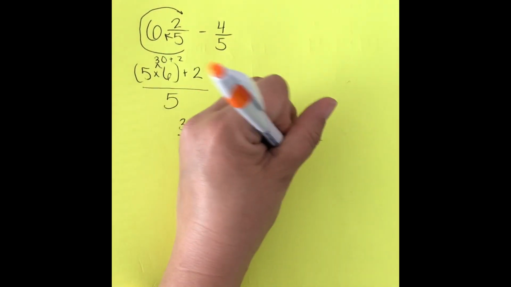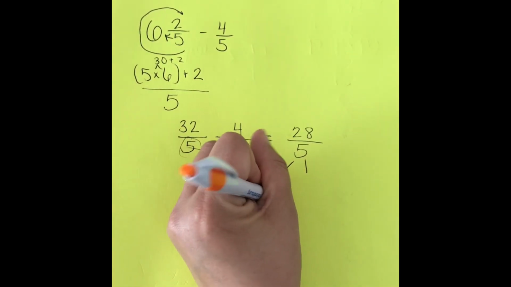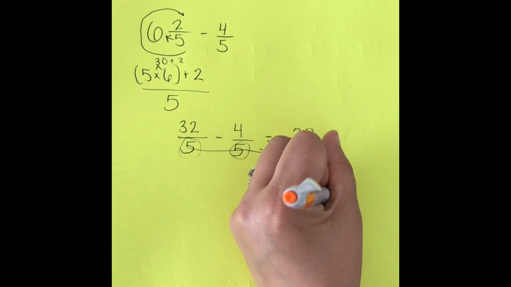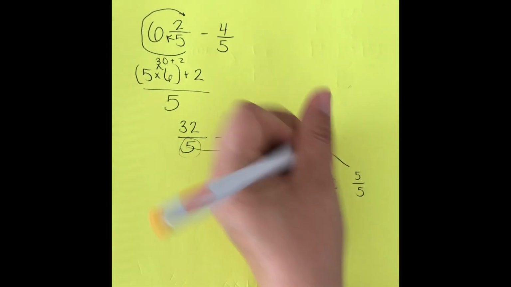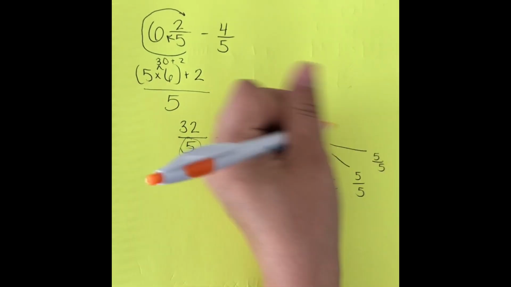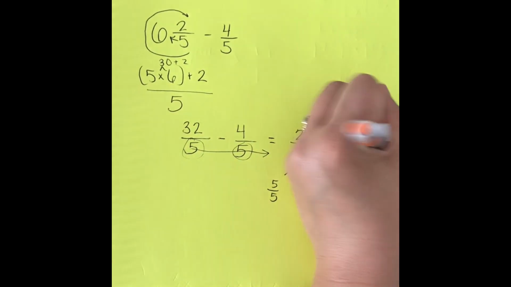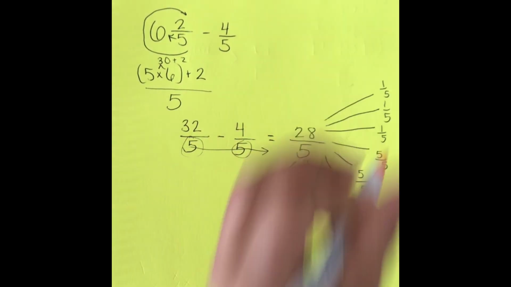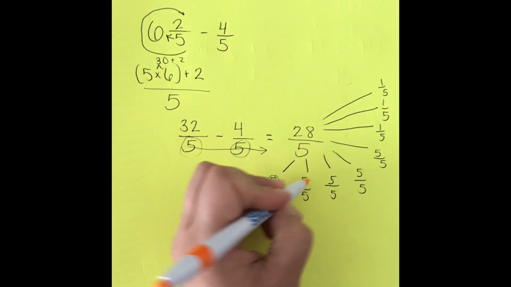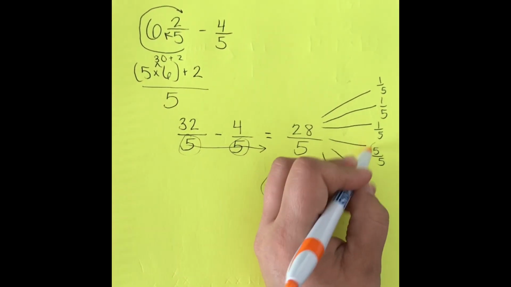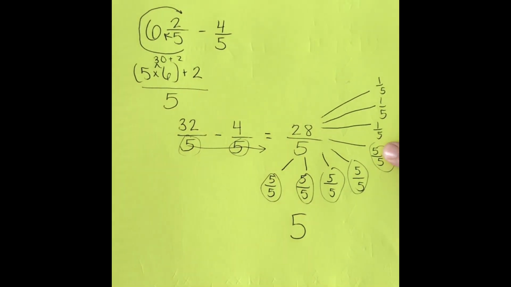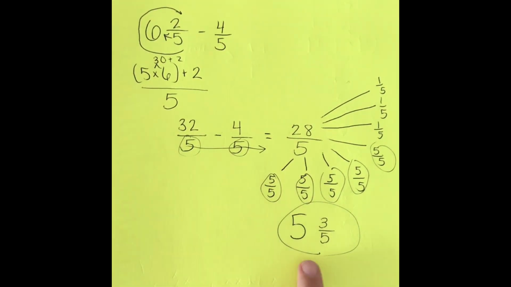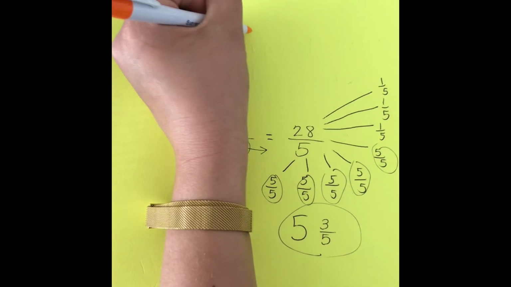Now I can convert this back to a mixed number. 5, 10, 15, 20, 25, 26, 27, 28. So 1 whole, 2, 3, 4, 5, and 1/5, 2/5, 3/5. When I subtract, it equals 5 3/5.